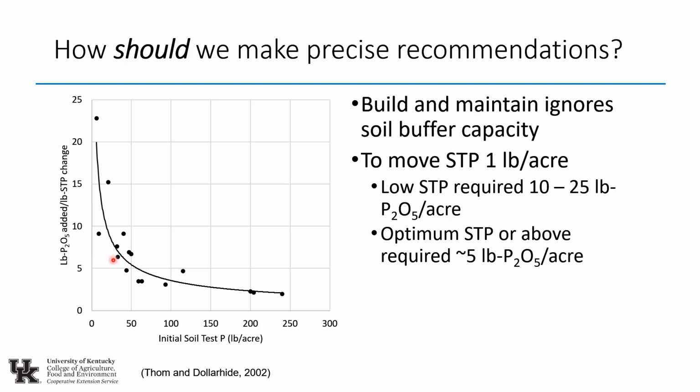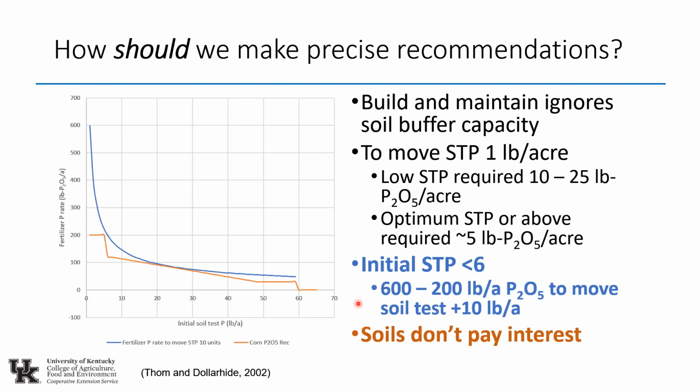Once we got up to the optimum range or above, we typically required less than 5 pounds per acre to move 1 unit. And so you can pour a lot of phosphorus on a very low soil and see very little change. So what does this mean relative to our recommendations?